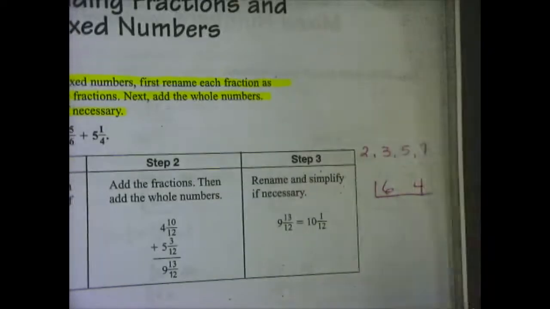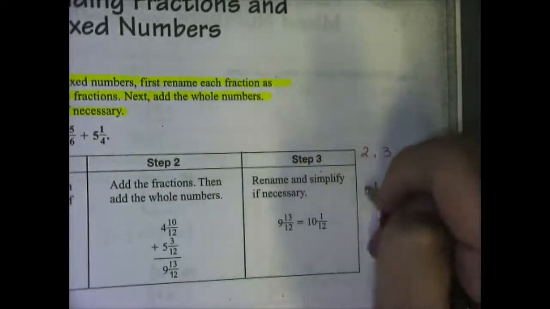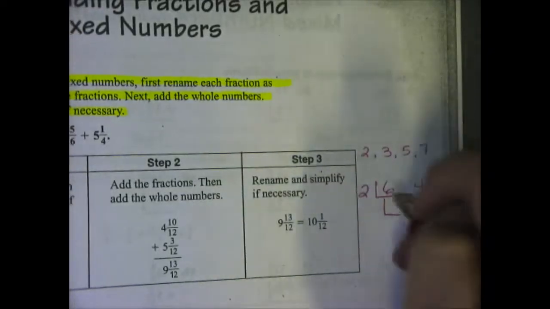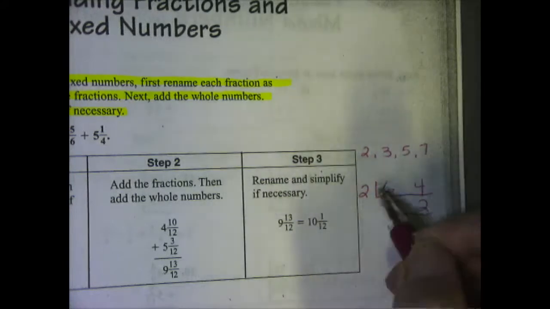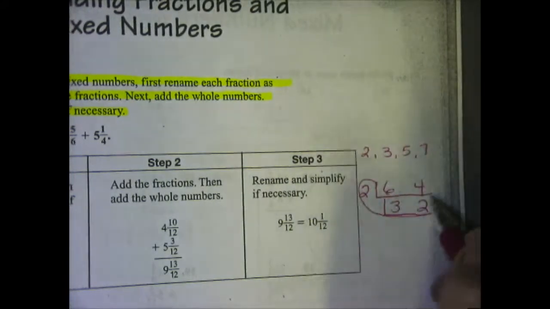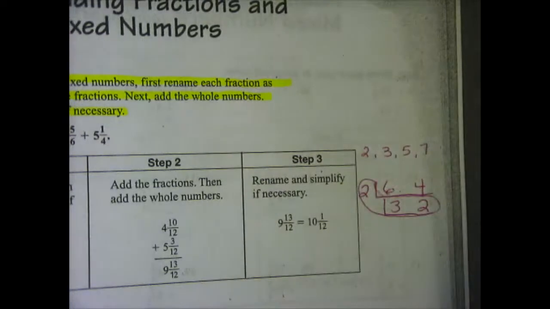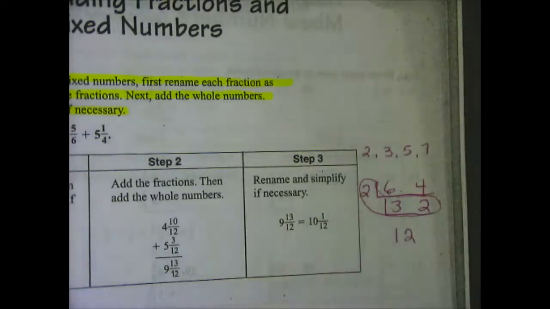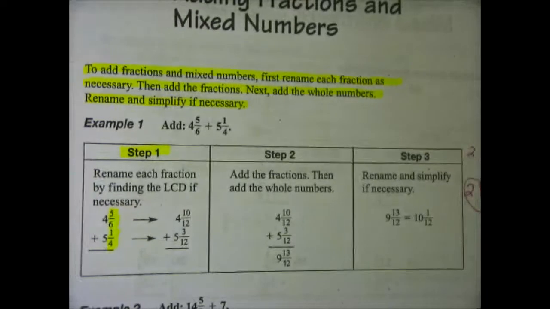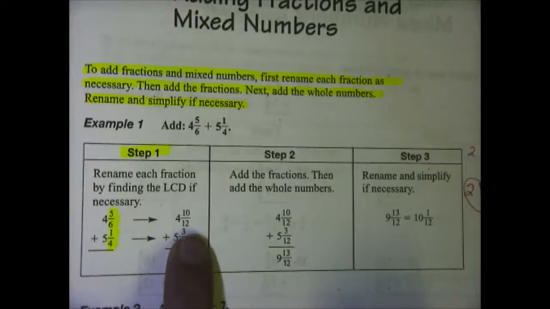We'll put a few of the prime numbers up at the top. They're both even, so we know they divide by 2. 6 divided by 2 is 3. 4 divided by 2 is 2. And then we're going to multiply them together. So 2 times 3 times 2, 6 times 2 is 12. So we know that the least common denominator is going to be 12.